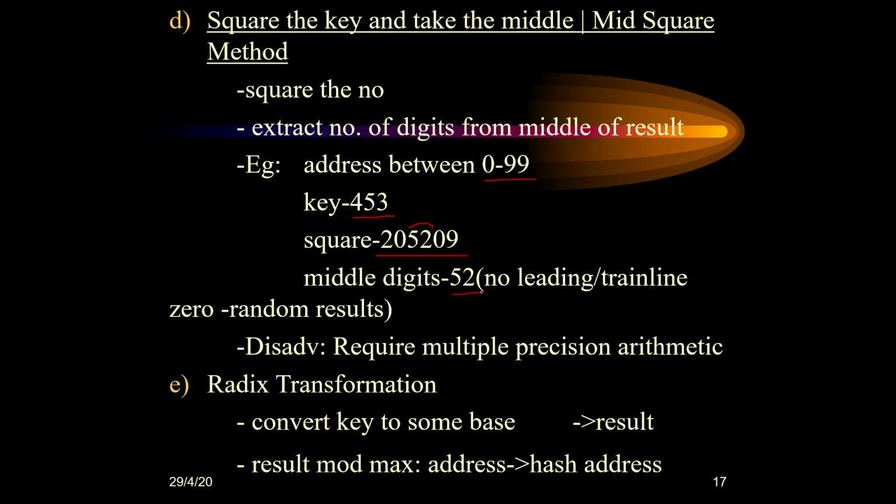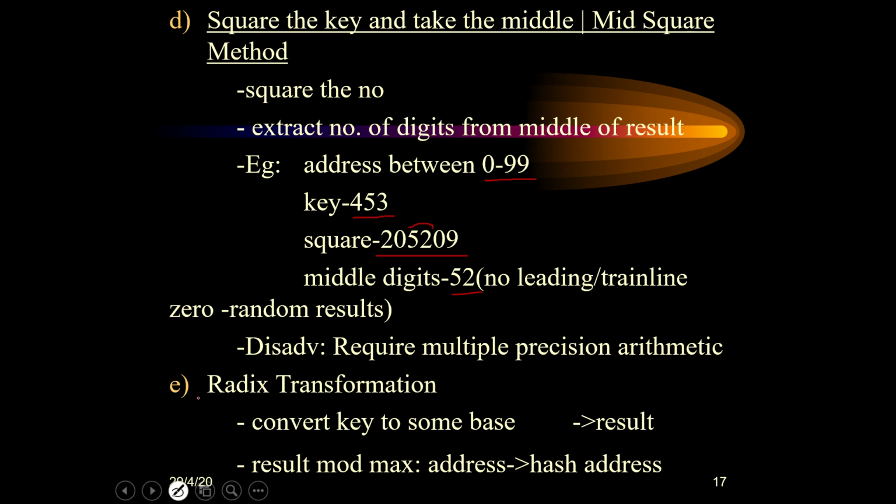Now this becomes my home address for the key 453. So this is what happens in the mid square method. And the disadvantage here is we need to do a precision calculation to find my address. So this is the only disadvantage in my mid square method.